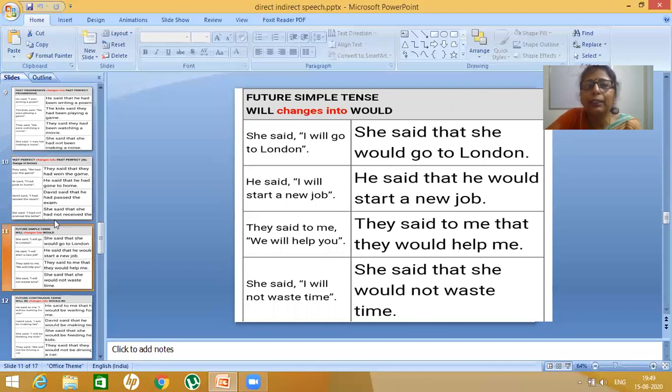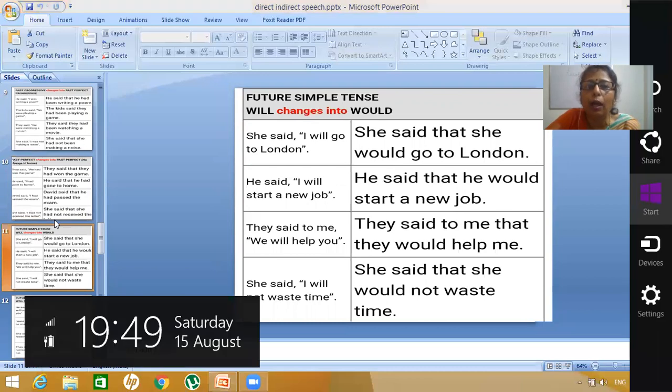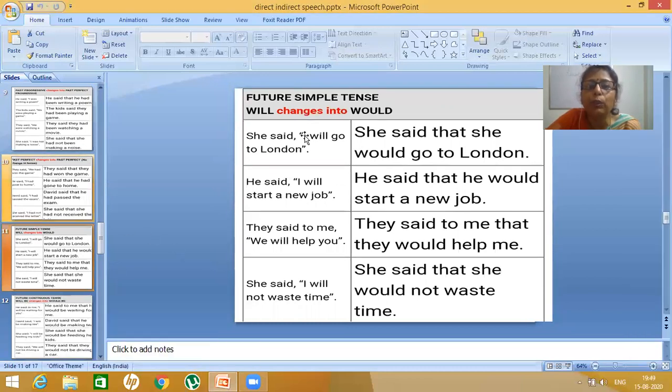Now, she said, "I will go to London." This is simple future tense. "I will go to London." This changes to, she said that she would go to London. So you can see the will changes to would when you are changing it into the reported speech.